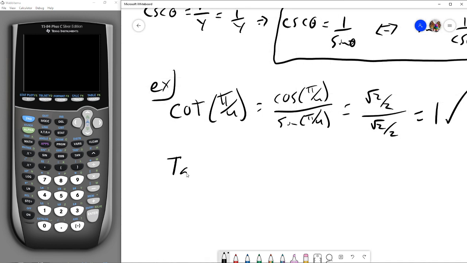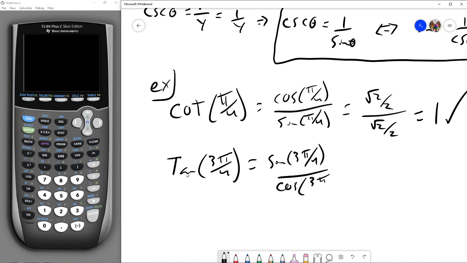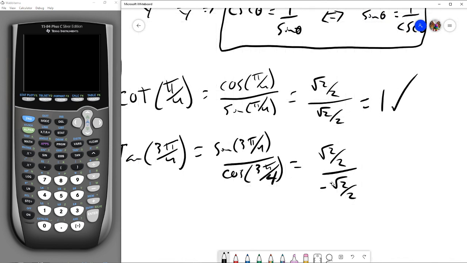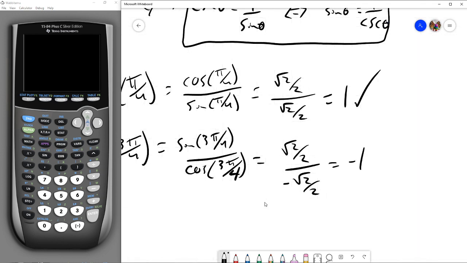If we want, say, tangent of 3 pi over 4, well, this is really the same thing as sine of 3 pi over 4 over cosine of 3 pi over 4, which is going to be square root 2 over 2 over negative square root 2 over 2. Alright, how do we know this? Well, we have a 4 in the denominator, so that tells us square root 2 over 2. 3 pi over 4 is in quadrant 2, which means the x has to be negative, so cosine's negative. And so we get negative 1. Ta-da!